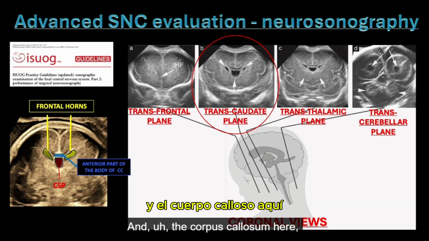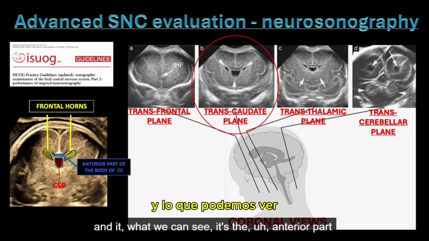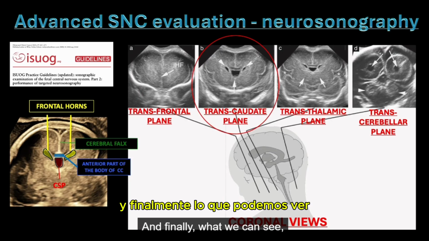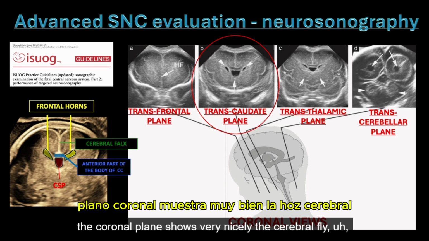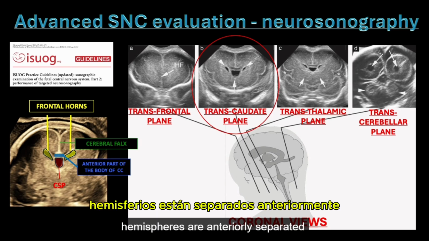And the corpus callosum here is represented in the blue color, and what we can see is the anterior part of the body of the corpus callosum. And finally, and this is very important to visualize, the coronal plane shows very nicely the cerebral falx, meaning that the two hemispheres are anteriorly separated.